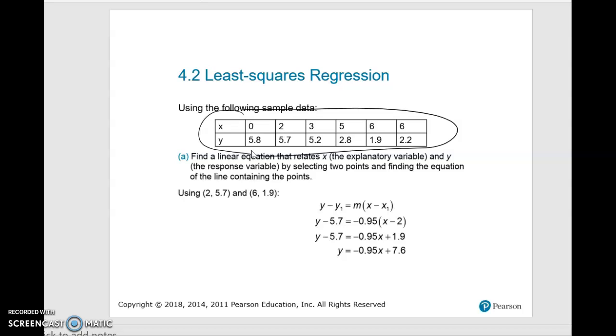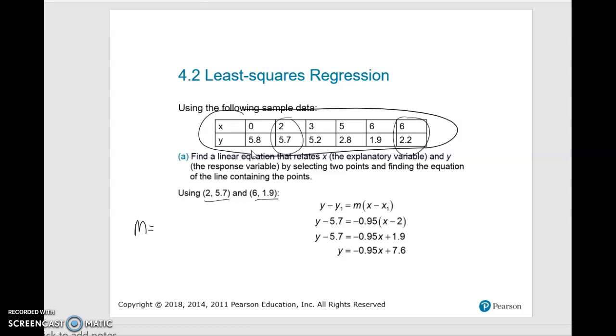I want you to do it a few times on the homework so you at least get the idea of what we're doing here. So this is actually not the best way, because what you do is you would just have to pick 2 points, and you're hoping it's most representative. So I'm going to pick these 2 points and find the equation of a line. So we got to do a quick algebra review.